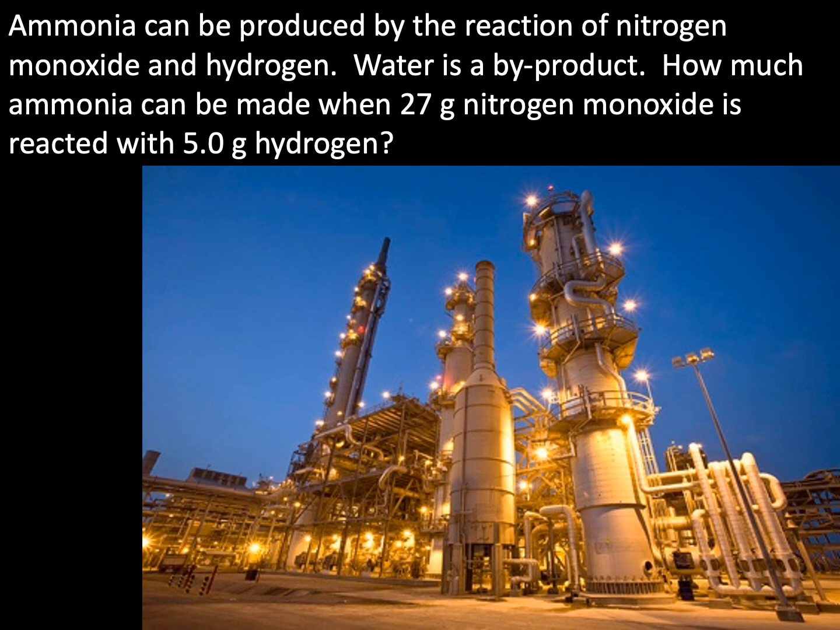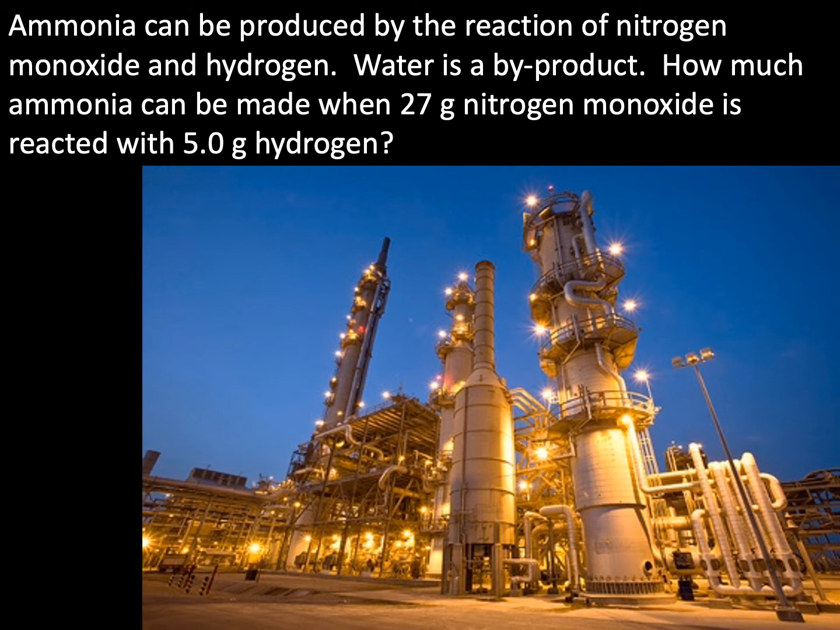Okay, in this video, let's talk about this question here, the ammonia production. One way to make ammonia on an industrial scale is to react nitrogen monoxide, NO, plus hydrogen, H2. Water is a byproduct. What that means is water is another one of the products in addition to ammonia. So you'll need that to set up your equation.